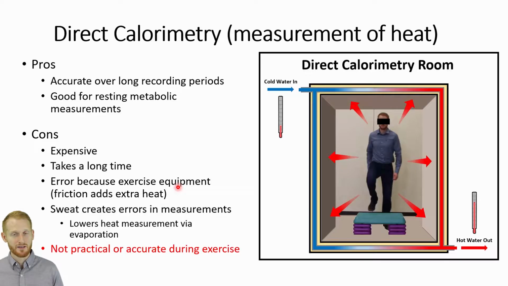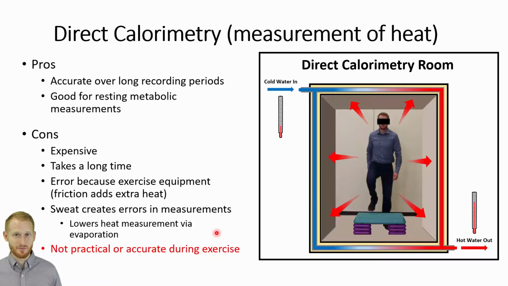Is it the bike producing the heat, or is it the body producing heat? So it's going to cause a lot of error to the measurement. Another big con here is when people get hot, when they're exercising, they're going to sweat. And when we sweat, we're releasing liquid onto our skin. That liquid is going to evaporate, and it's going to dissipate heat away. And it's going to do so without actually raising the temperature of the room all that much.